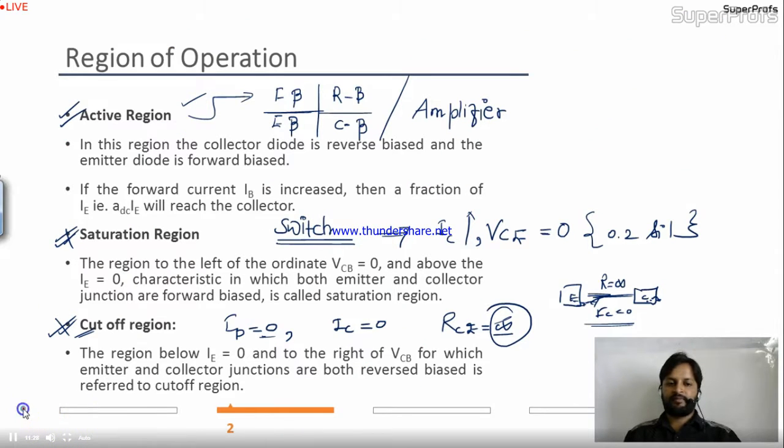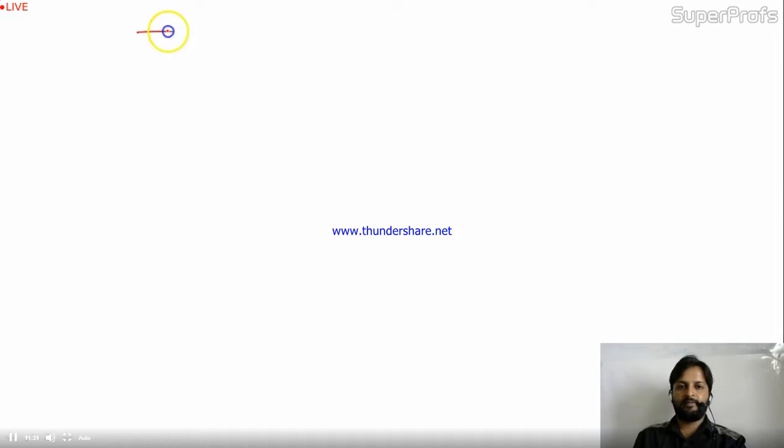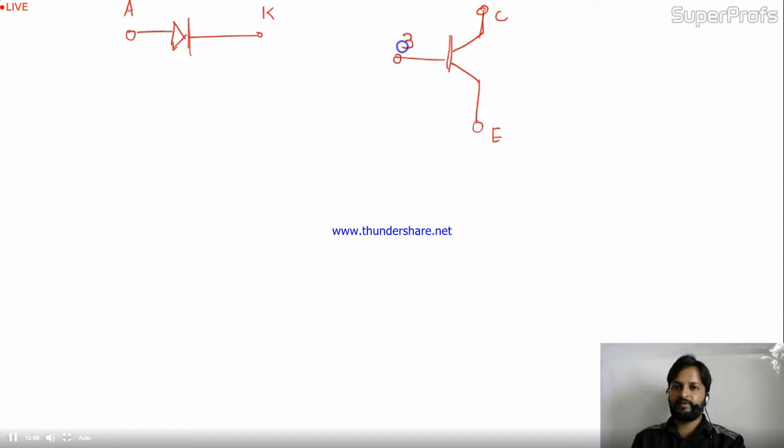Now we'll discuss the current a little bit. We already discussed the diode and diode characteristics. Diode is working in forward bias if you connect the positive terminal of the battery to the P type of the diode, or instead of P type I should say the anode, and this is the cathode. If you connect the positive terminal of the battery to the cathode terminal, the diode will be in reverse bias. So this is the diode symbol, and this is the transistor symbol, where this is emitter, this is collector, and this is the base region.